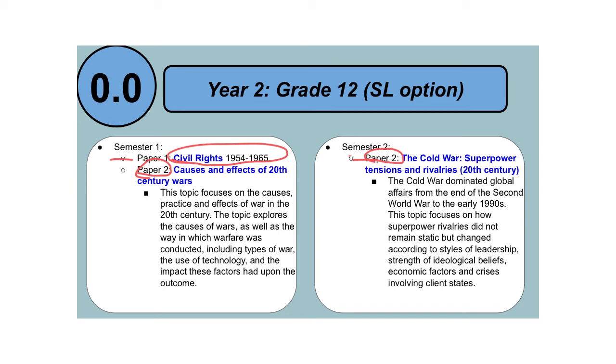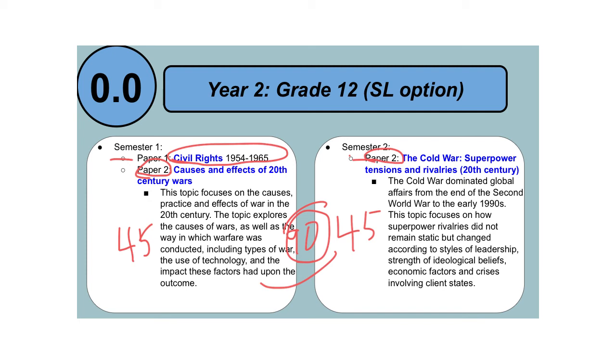And in the second semester, you will do another Paper 2, and the title for that unit is The Cold War, Superpower Tensions and Rivalries in the 20th Century. And again, you can pause the video and read more in detail right there. Now, just so that you'll know, both of these Paper 2 topics are 45 hours of instruction. So what this means is that over these 2 semesters, you will receive 90 hours of instruction over 2 Paper 2 topics.